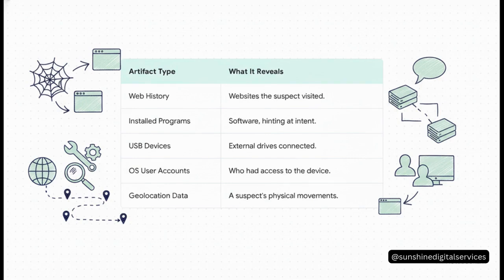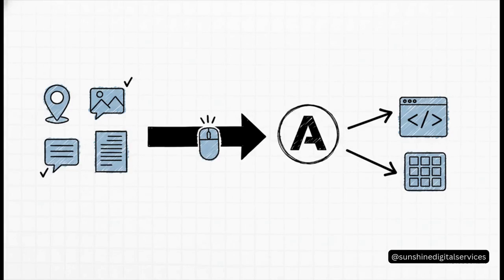Each artifact is a dot, and Autopsy helps connect them all into one clear picture. And for the grand finale, you package it all up. With just a few clicks, Autopsy compiles all the tagged evidence and the analysis into a professional report. This document becomes the official record, the complete story of the crime, all ready to be presented in court.